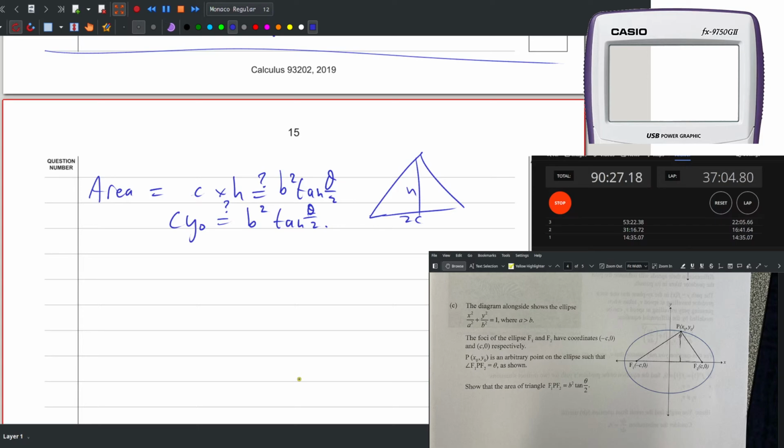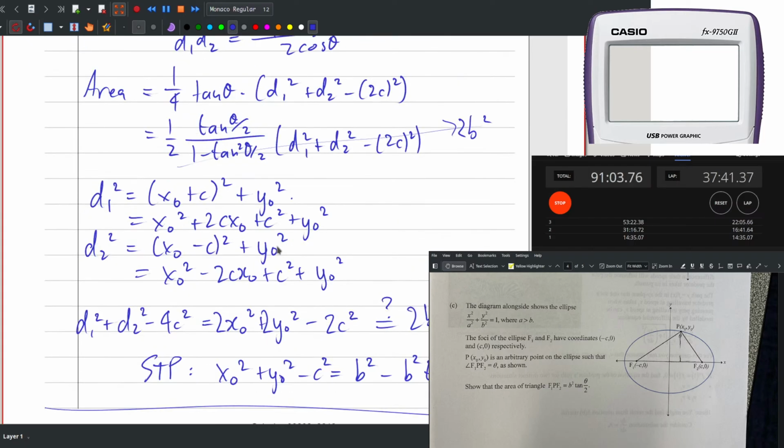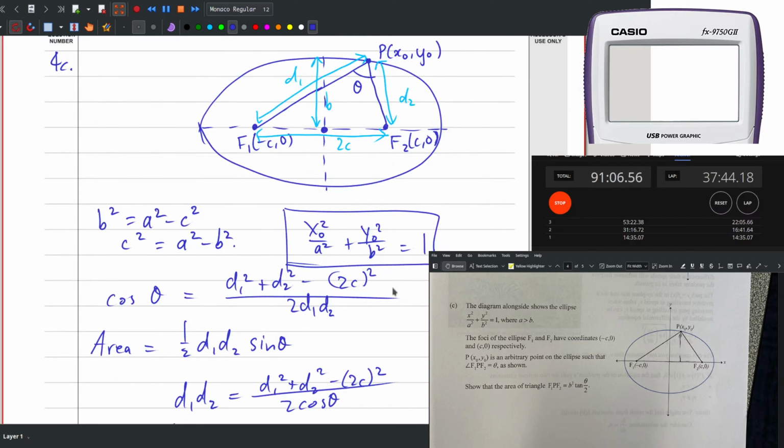So we'll see. Can you just prove this directly? Because what you have is x naught squared on a squared plus y naught squared on b squared is equal to 1. No, but you don't know this angle though. The only way you know this angle is through this.